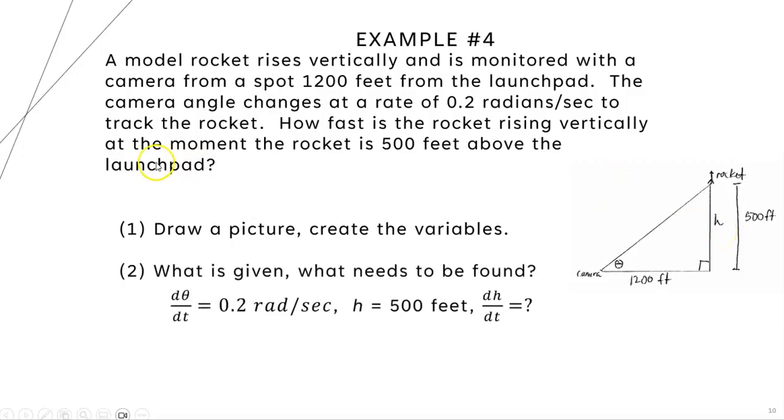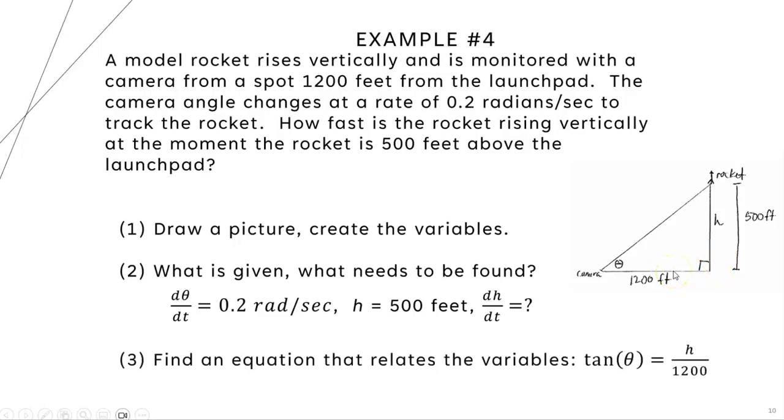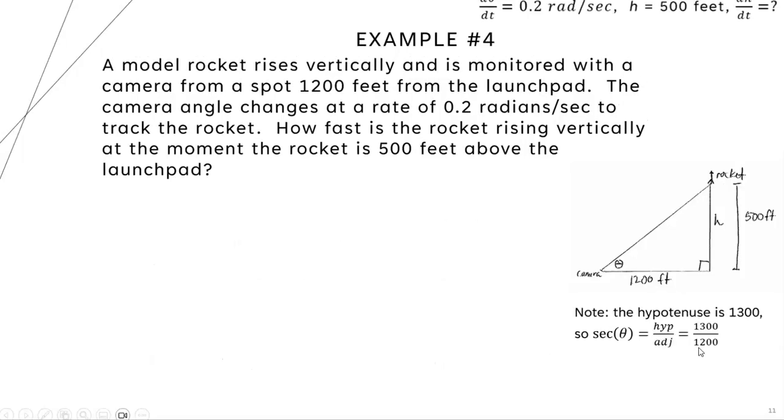Let's see what's given. We got a rate of change, 0.2 radians per second. So that's theta's change. So dθ/dt is 0.2 radians per second. At this moment, the height is 500 feet. And then what do we want to find? How fast is the rocket rising vertically? That's dh/dt. So we ask ourselves, is there an equation that relates theta and h? Well, we've got h, 1,200, and theta, and those are opposite over adjacent in relation to theta, so we can use tangent of theta. Tangent of theta is equal to h over 1,200.